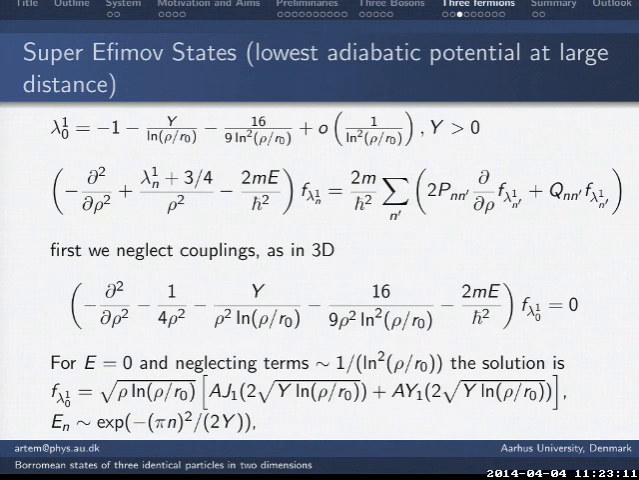So first, if you neglect couplings as in 3D, then you end up with this equation. And in this equation, if you consider large rho behavior, you can neglect this part, because everything is driven just by this part. And for energy 0, you can actually solve the equation, without these two parts. The solution looks like this. And you see that the zero energy solution has an infinite amount of oscillations.